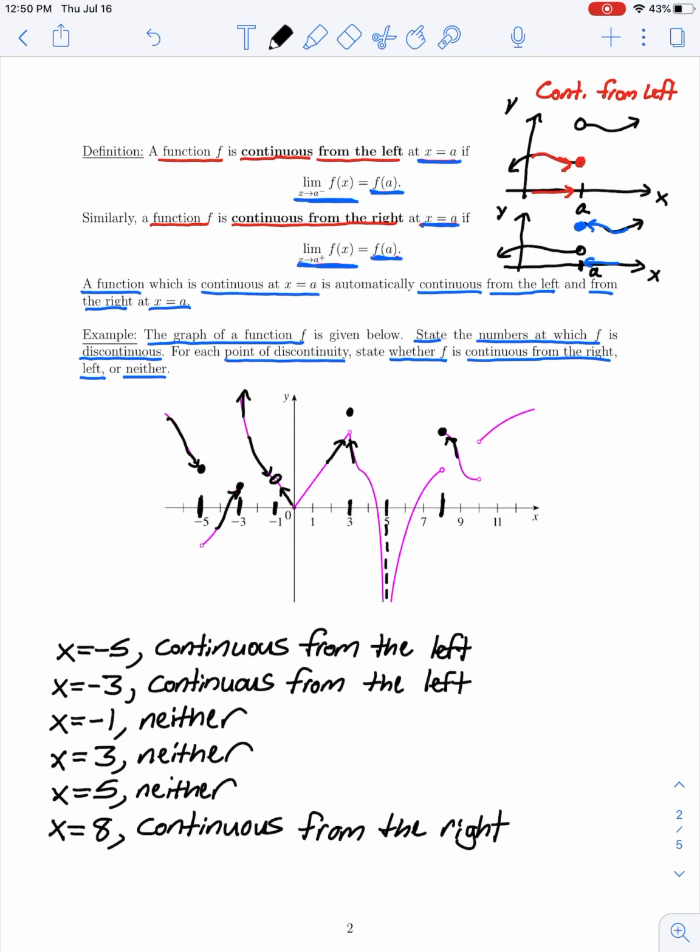Then our last value appears to be x equals 10. We see that we have a jump discontinuity in the graph of our function. And for this last one, our left and right hand limits are different. The two-sided limit doesn't exist. And we see that as we approach from the left and right, we have a hole in the graph of our function. That is, f of 10 is undefined. Therefore, this would be neither continuous from the left nor the right, since the value of the function does not exist.